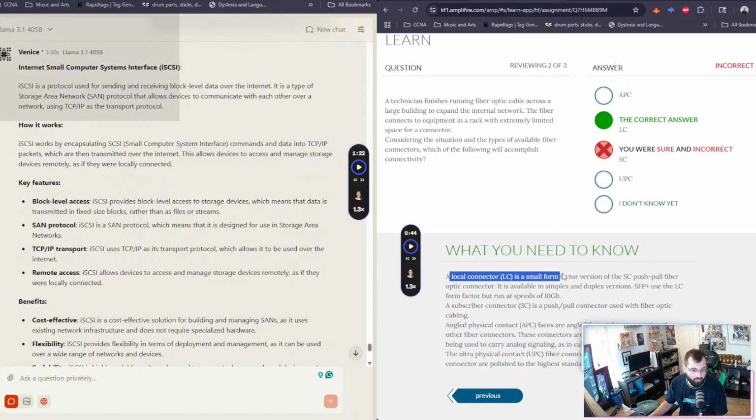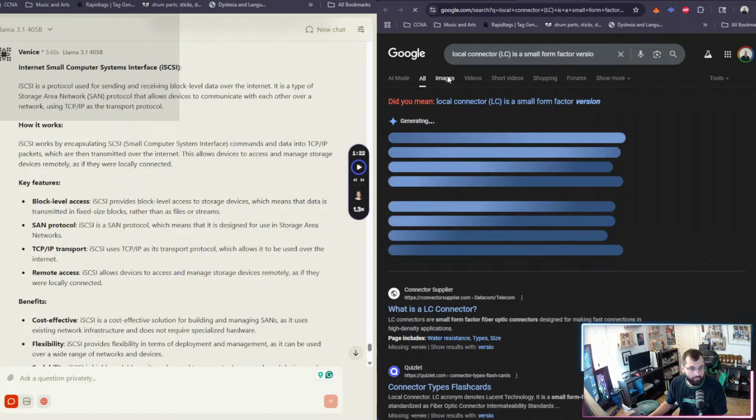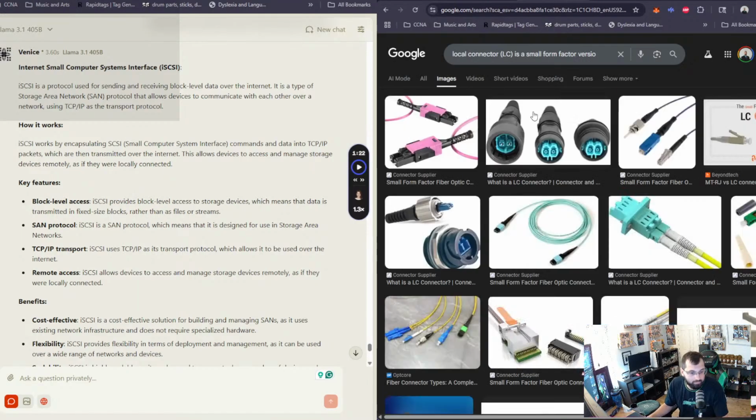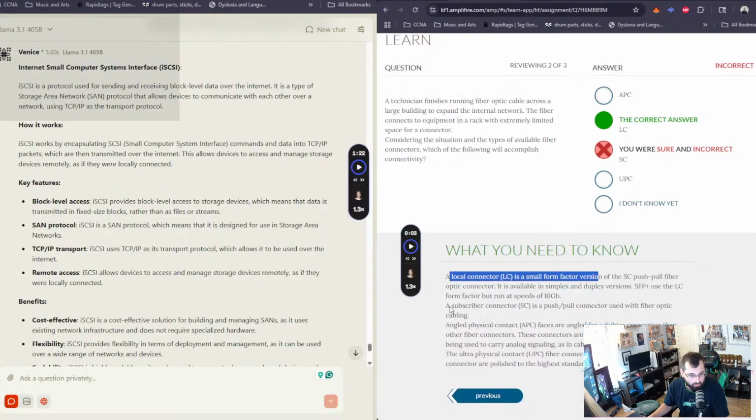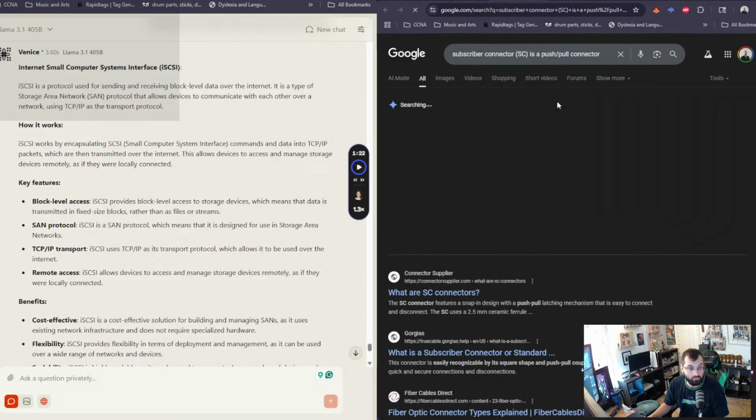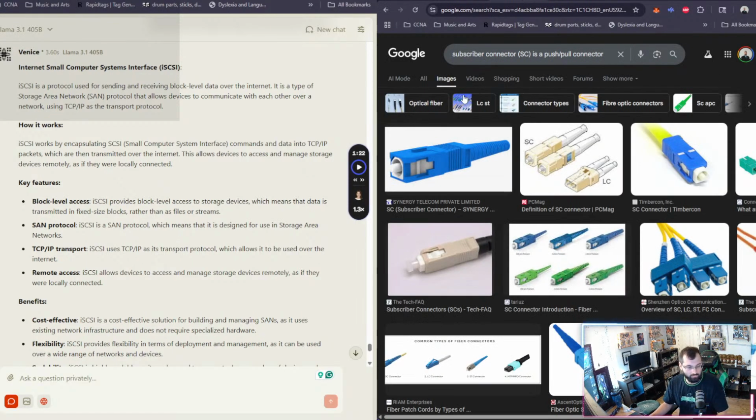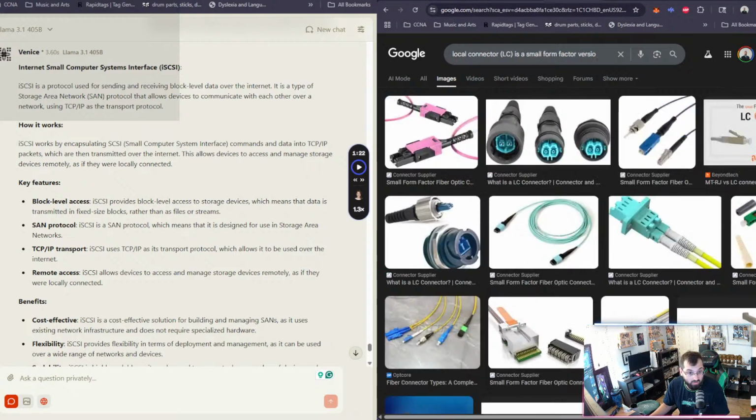Can I get a picture of this? Okay. That makes sense. Okay, so then what does the other one look like? So this is supposed to be bigger than this? I feel like this is bigger.